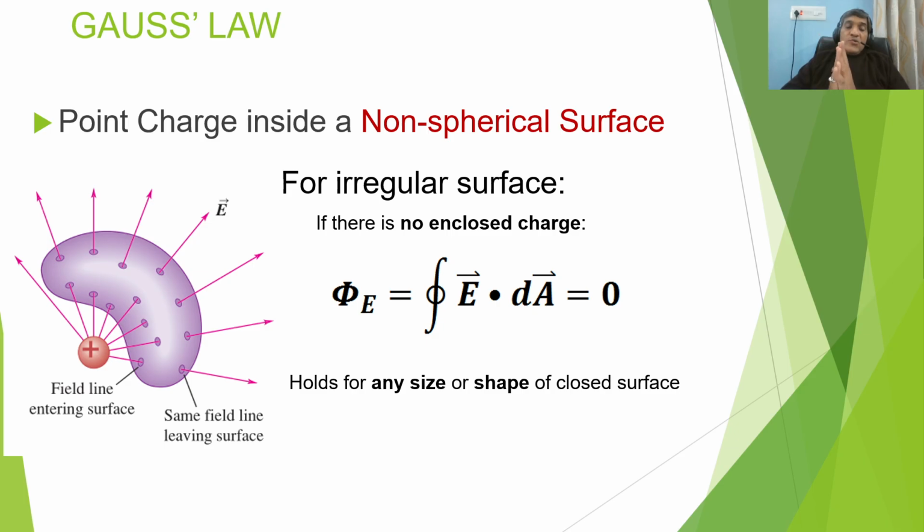So this figure shows that if we put a plus q charge or minus q charge outside any surface, regular or irregular in size, the answer is the same. The electric field lines enter from one side and the same lines leave from the other side. So the net charge enclosed by that surface is zero. So the answer is zero, and this formula holds for any shape and size.